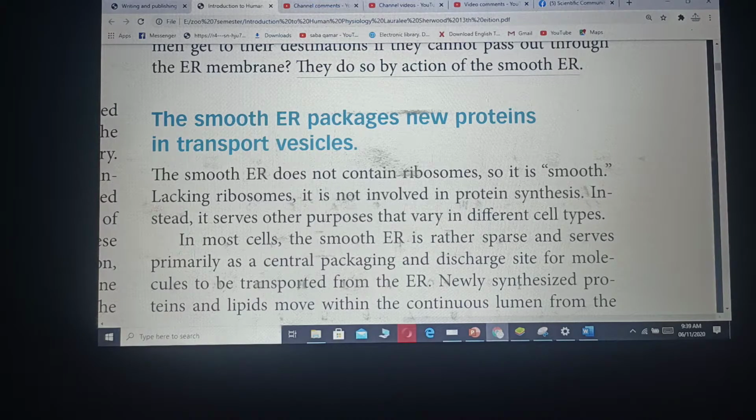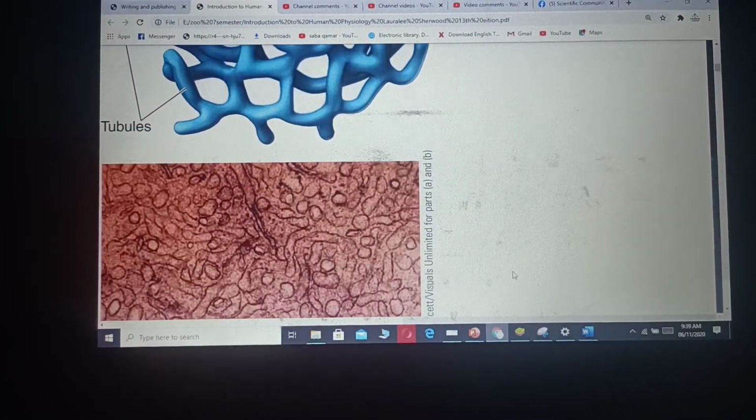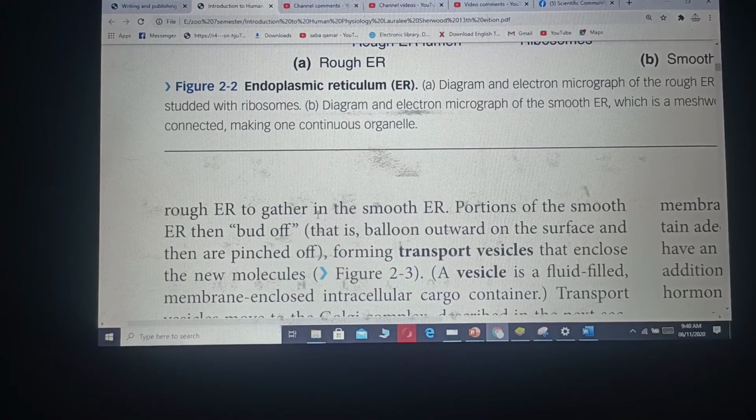the endoplasmic reticulum. Newly synthesized proteins and lipids move within the continuous lumen from the rough endoplasmic reticulum to the smooth endoplasmic reticulum. Portions of the smooth endoplasmic reticulum then bud off, that is, balloon outward on the surface, and are pinched off, forming transport vesicles. Actually these vesicles join with the Golgi complex, where they are further processed.